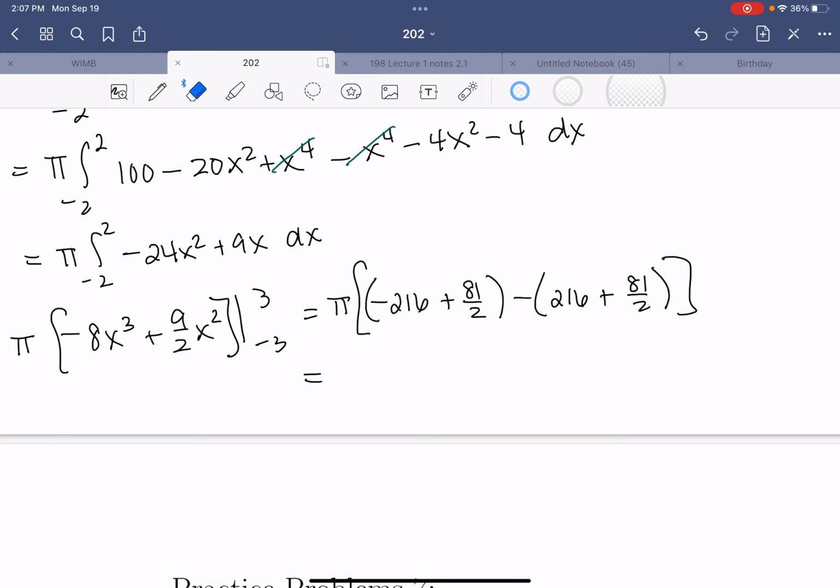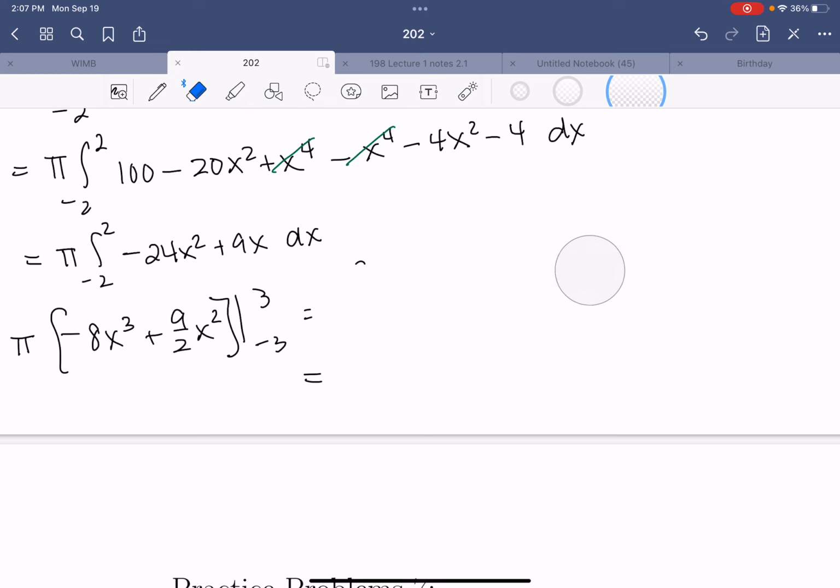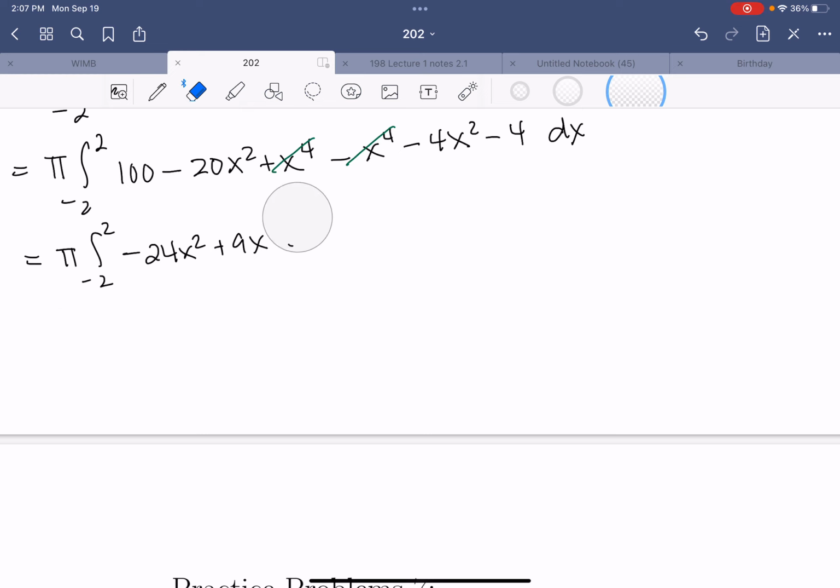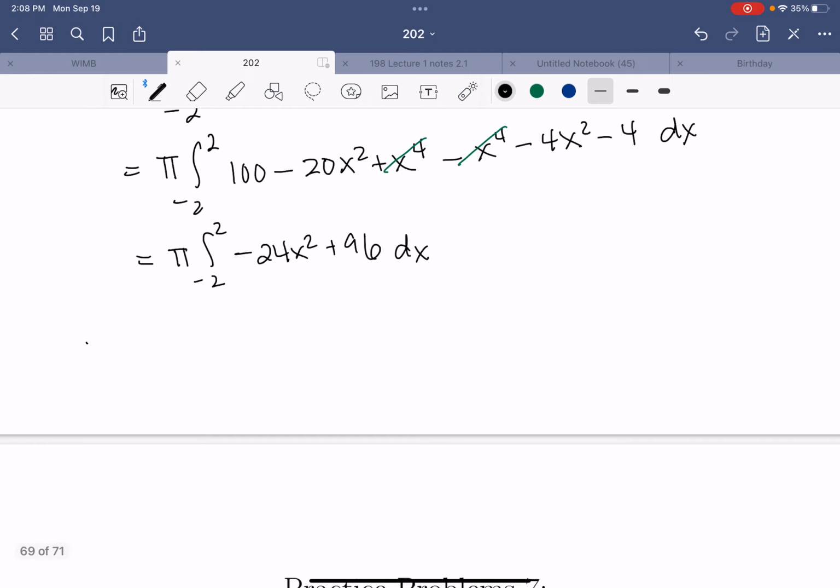Hold on, back the train up. You guys are going to be like, what the heck is she doing? This is a 96 dx. I don't know where the x came from. I was getting some funky things. And I switched from 2 to 3 somewhere. Holy geez, guys. So sorry about that.